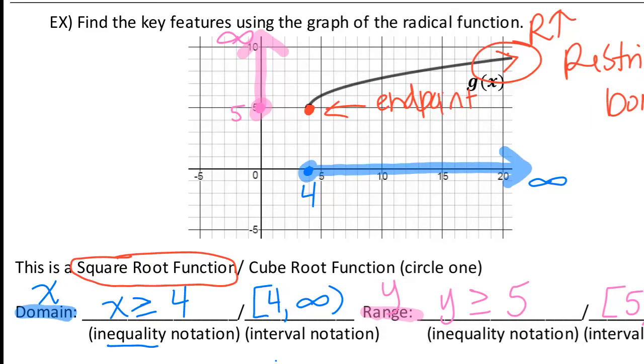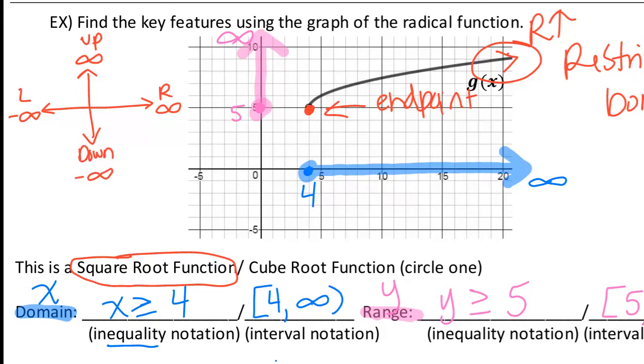You guys can draw it on your front cover again if you forgot about this, but we had our x and y axis. The right side goes forever to positive infinity. The left side goes forever to negative infinity. It goes up forever to positive infinity, and then down forever to negative infinity. Okay?